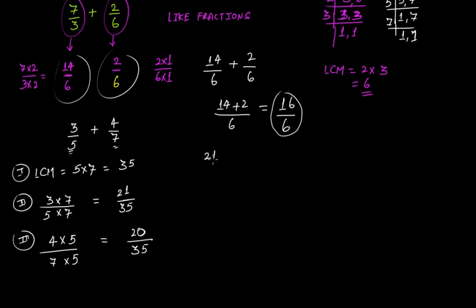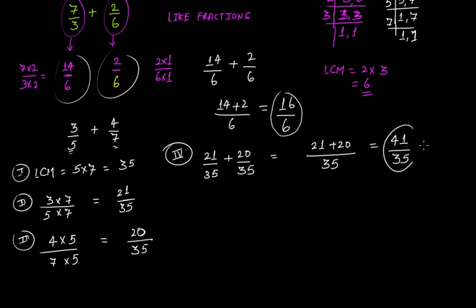So 21 over 35 plus 20 over 35, this is the fourth step. You have to add these. To add these, you'll get 35 here in the denominator and then 21 plus 20. This is 41 over 35. That's the answer.